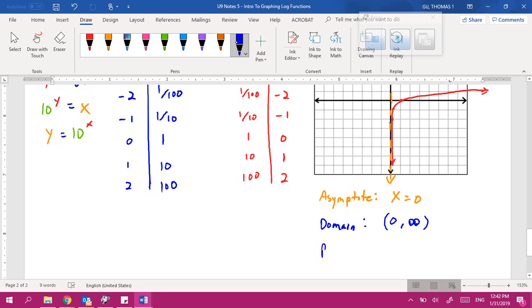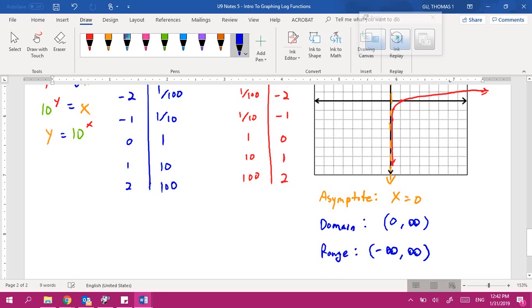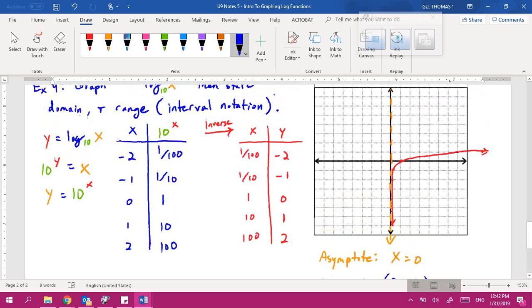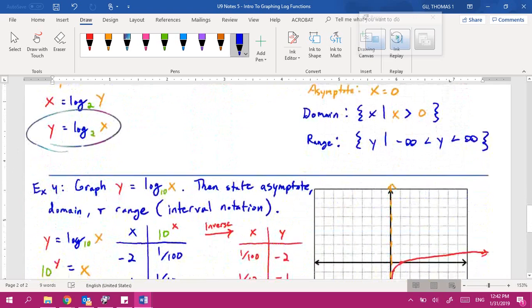All right, what's the range going to be? Negative infinity to positive infinity. That's right. And that is the end of this question. So notice there's two different types of graphing problems. One where they give you exponential form first, and then one where they start you off at the logarithmic form.